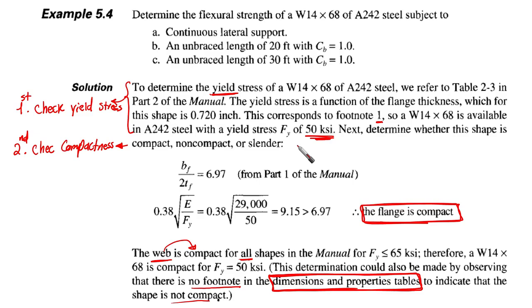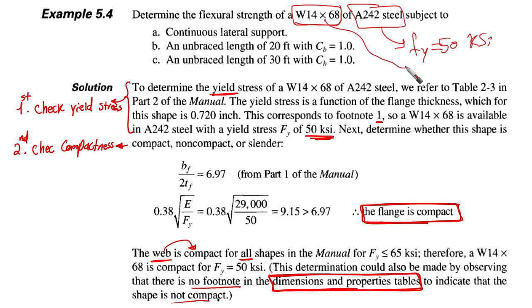Next, determine whether this shape is compact, non-compact, or slender. We want to know what this shape is. Now for the steel, we know that Fy equals 50 ksi. For this shape, what is the type, compact or not? Then we're going to check everything. We're going to check the flange and the web.